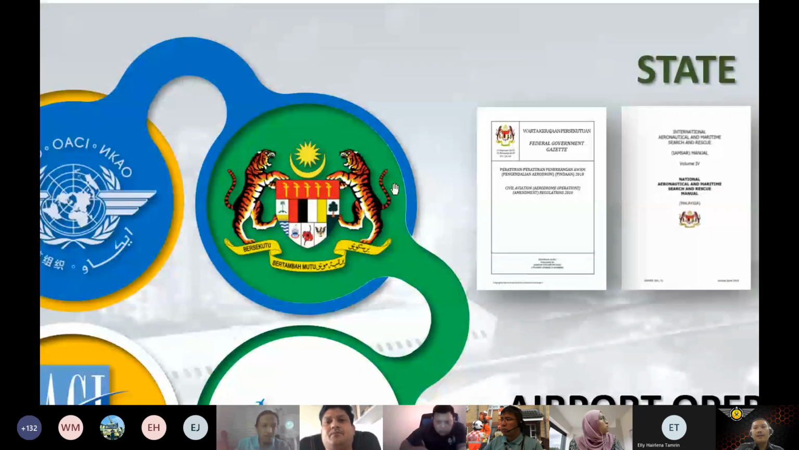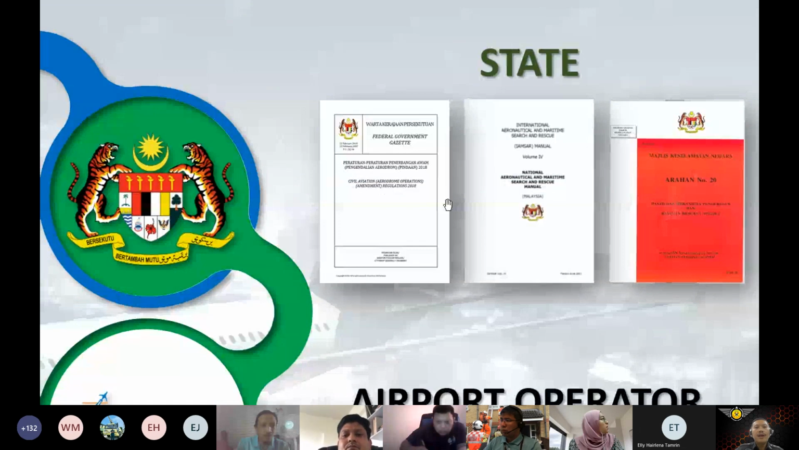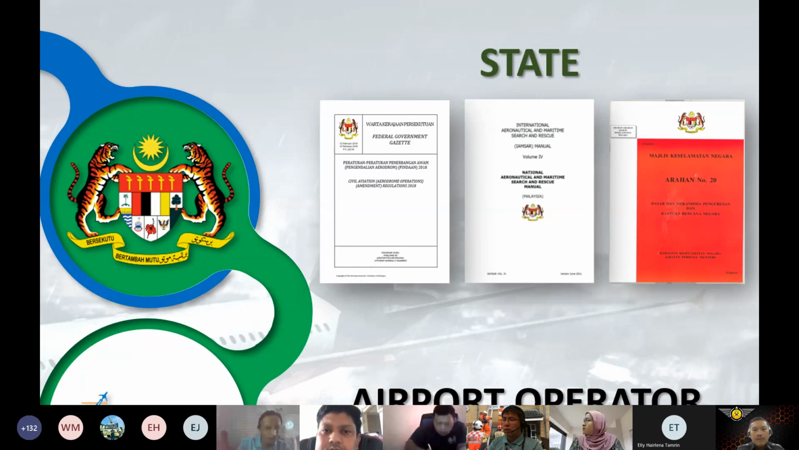On our national regulation, we have the Civil Aviation Aerodrome Operation Amendment Regulation 2018, or in Bahasa, Peraturan Penerbangan Awam Pengendalian Aerodrome Pindaan 2018. They also mention emergency planning in the National Aeronautical and Maritime Search and Rescue Manual, as well as in our Directive, National Security Council Directive number 20, Mechanism in Managing Disaster.